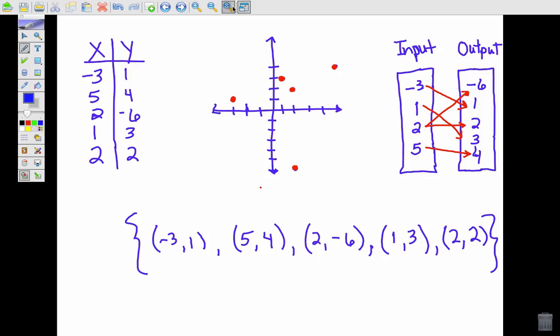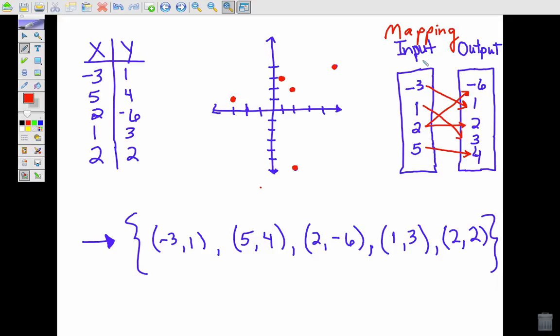All right, this is an example of a relation right here. Here is our set of ordered pairs. And our set of ordered pairs can be represented in several different displays. They can be represented in a table, in a graph with plotted points. And then this last one here, this last one's called a mapping. So we've got 4 different ways here that we're showing the same relation, a relationship between two quantities.